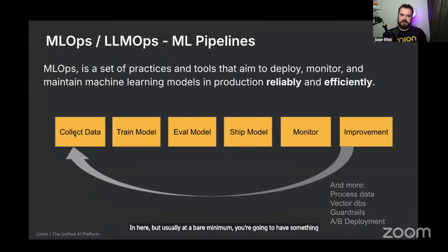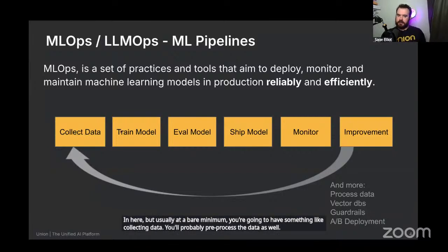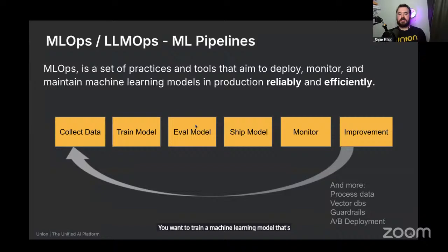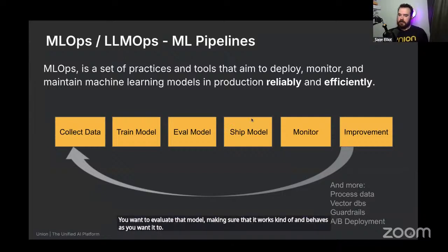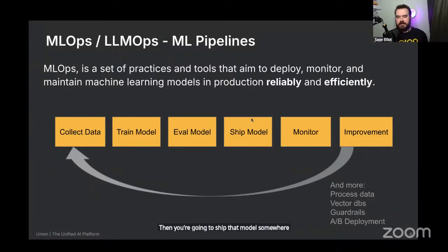You'll probably pre-process the data as well. You want to train a machine learning model. It's going to learn from that data. You want to evaluate that model, making sure that it works and behaves as you want it to. Then you're going to ship that model somewhere. Shipping that model can be very different depending on what you're doing.